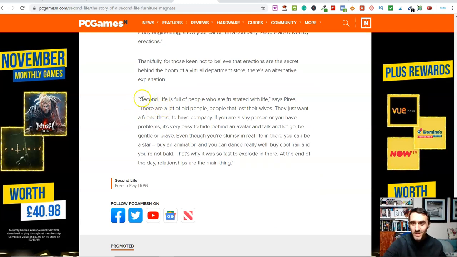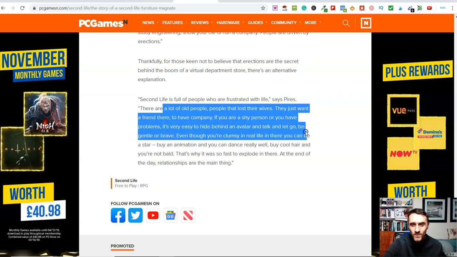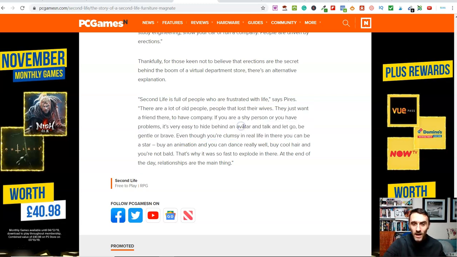Now you see on here, this is a better summary of Second Life than what I give you. Second Life is full of people who are frustrated with life. There are lots of old people on here, people who've lost their wives. They just want a friend to have company. If you're a shy person and you have problems, it's very easy to hide behind an avatar. I think this is what it's all geared around.